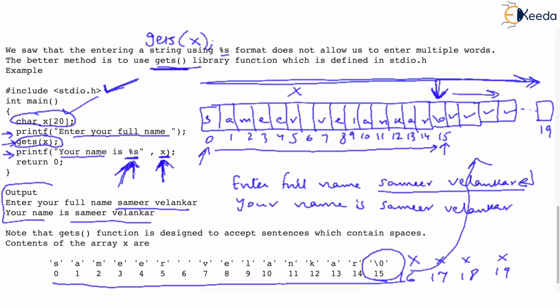And how do you print names or full names or sentences? You use %s and then just give the name of the array. Everything up to \0 will be printed by printf %s. Okay, so that was one more fundamental: how to input and output an array of characters.